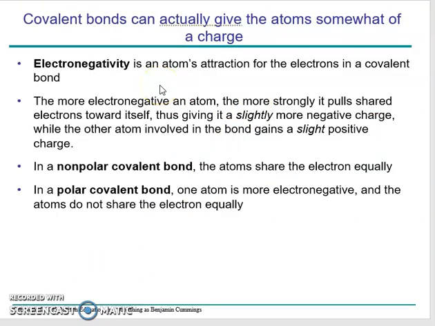Okay, so if that wasn't enough chemistry, kind of a crash course, because again, I assume all of you have had the prerequisite or taken chemistry at some point, not in high school, in college so far. Electronegativity is an atom's attraction for the electrons in a covalent bond. Okay, so this is kind of a weird thing.